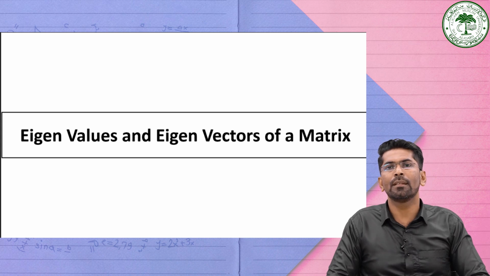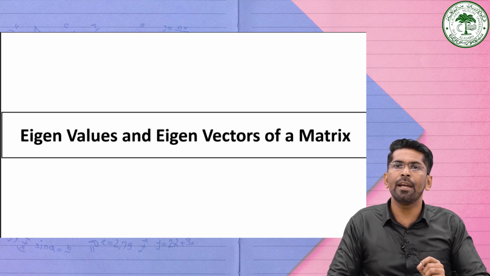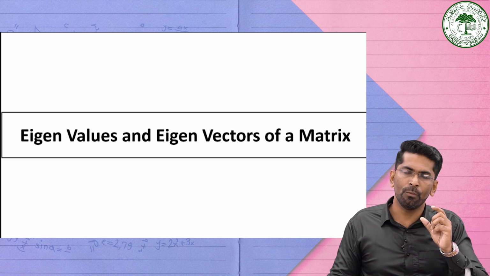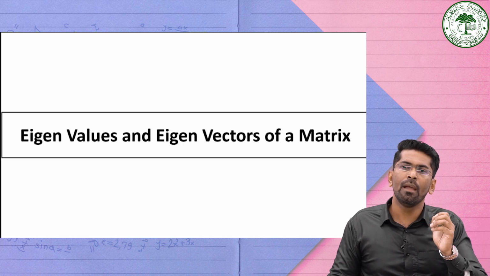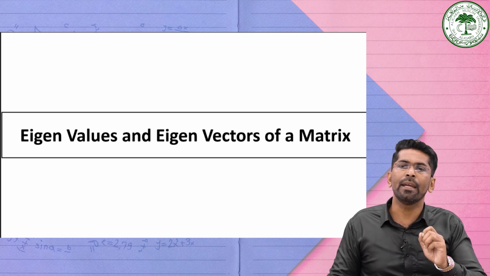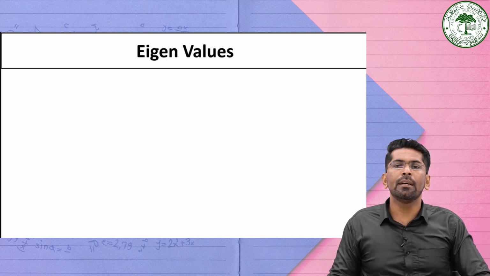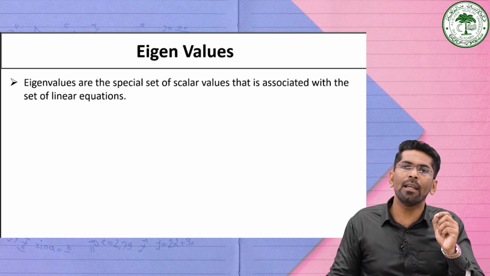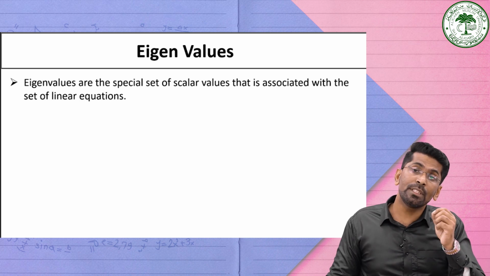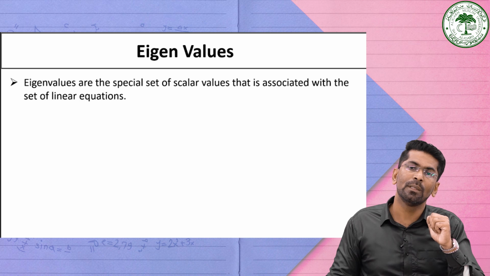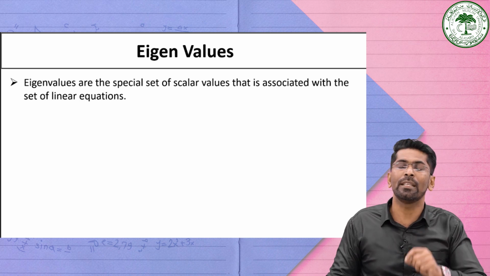Today we will discuss the eigenvalue and eigenvector of a matrix. We will look at what we actually mean by eigenvalue and eigenvector, and then go for finding the eigenvalue and eigenvector of a given matrix. See here, the eigenvalues are a special set of scalar values that is associated with the set of linear equations in the matrix. So it is mostly used in matrix equations.